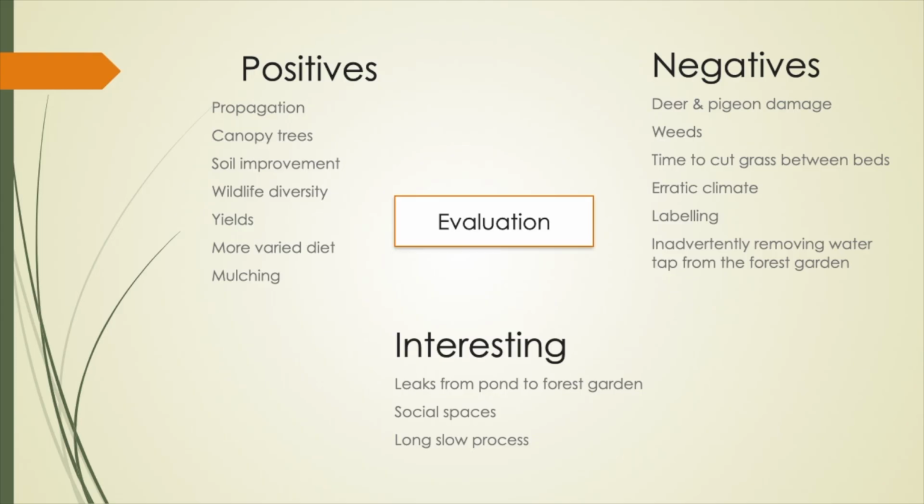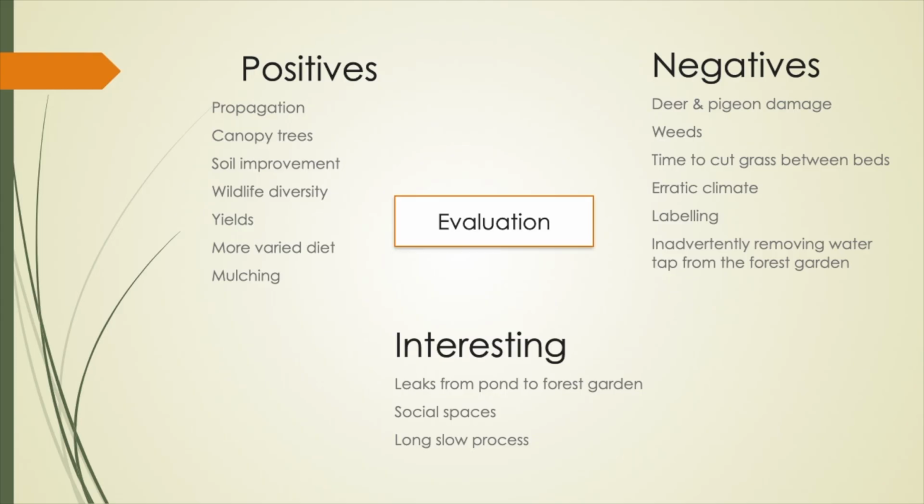Some of the negatives, we are seeing some deer damage and pigeon damage. Pigeon seems to like eating, or the deer perhaps eating the strawberry plants. The mulching, it sort of slows down the weeds for a year or two, but the docks and the nettles and things do come back again, so we need a different approach to that. It does take time cutting the grass in between the beds.